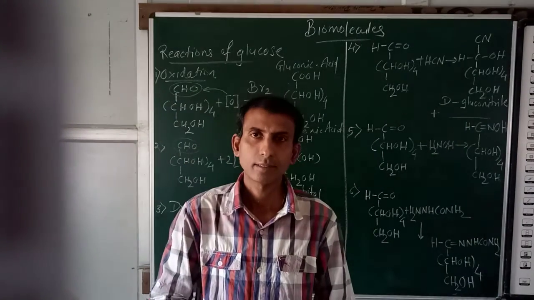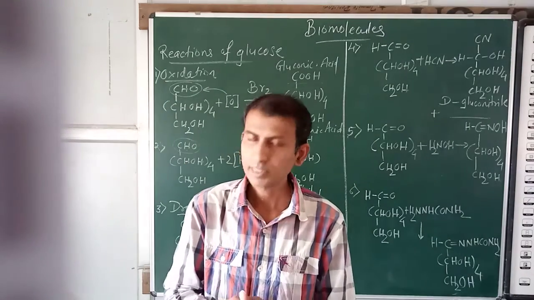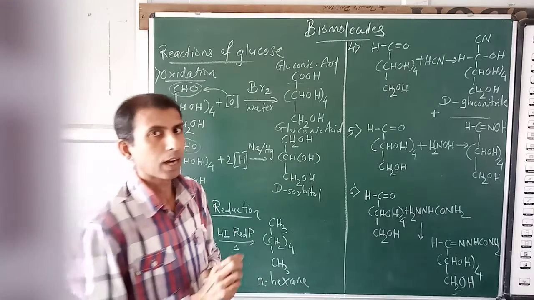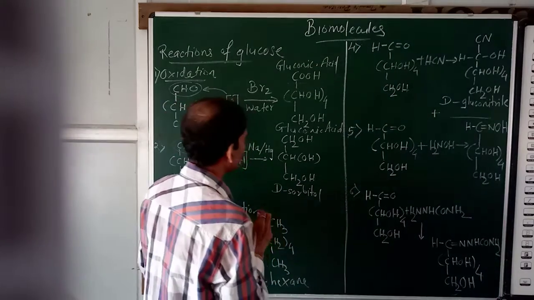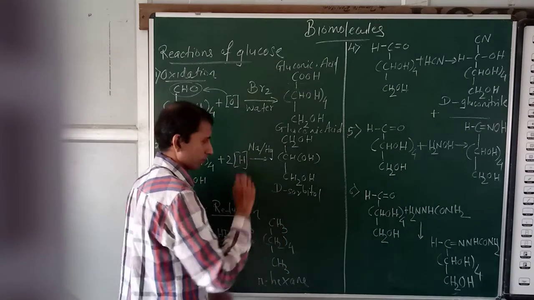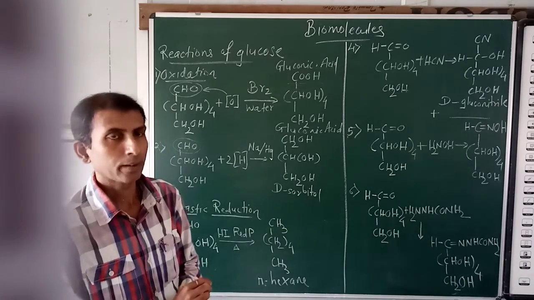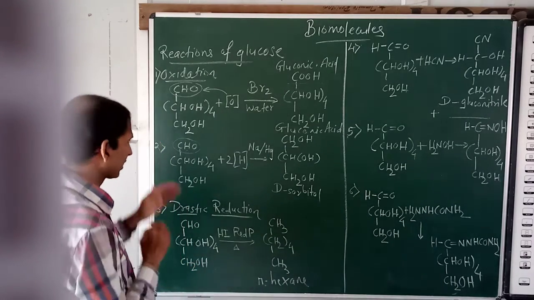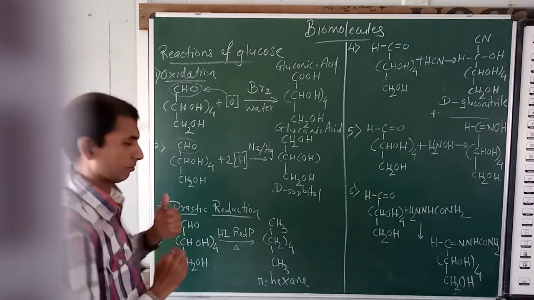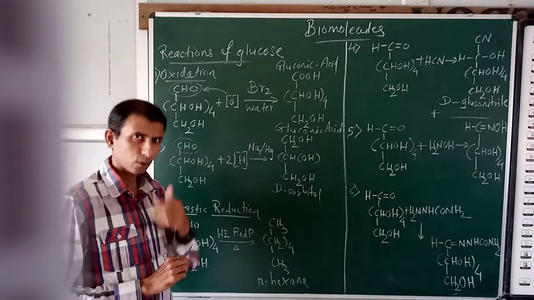A complete 6 carbon atom chain hydroxy compound. The name of this compound is D-sorbitol. So this is partial reduction. Why I am saying partial reduction, you will come to know.